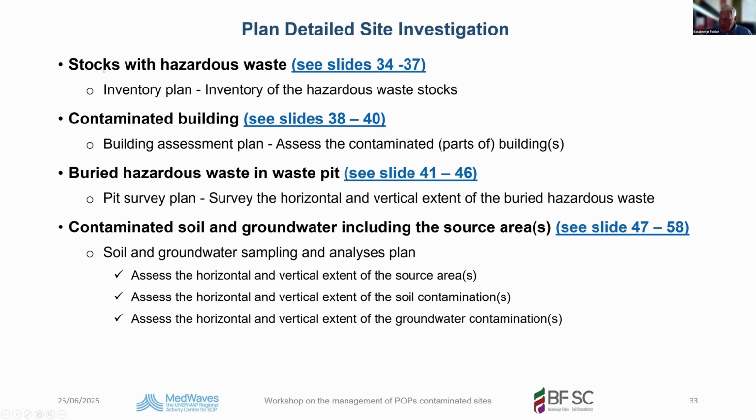And the plan depends, of course, on the site components. Here we have the 4 site components: stocks with hazardous waste or pesticides, contaminated building, buried waste, and the contaminated soil and groundwater, including the source area. To know what stocks of hazardous waste, we have an inventory plan, the inventory of the hazardous waste stocks, meaning you start to count, start making pictures, reading labels to see what is inside and what is the quality.